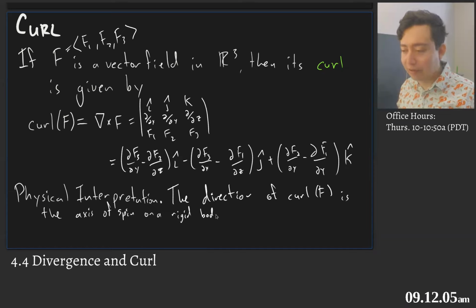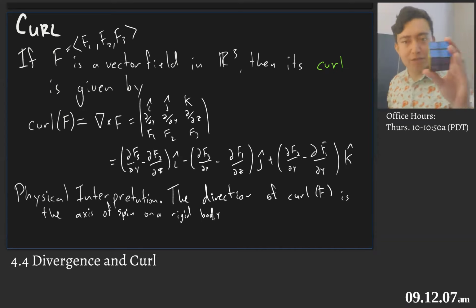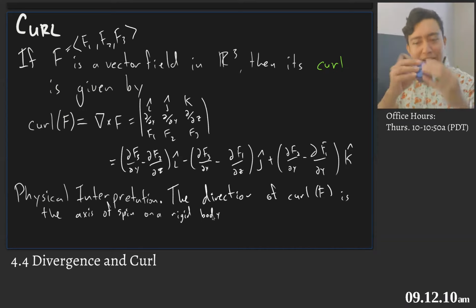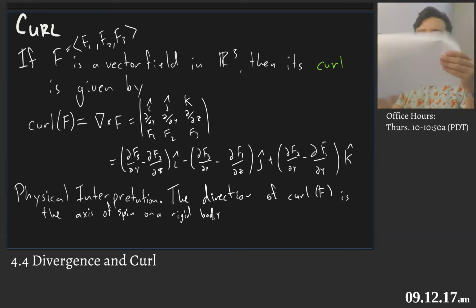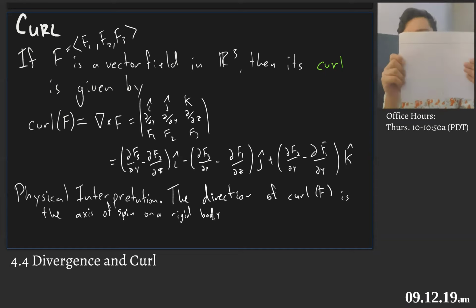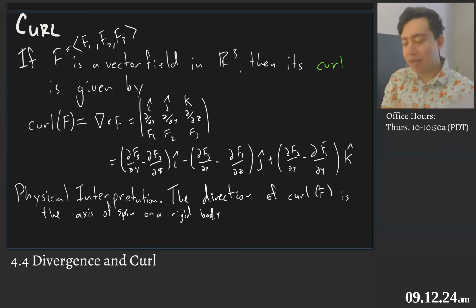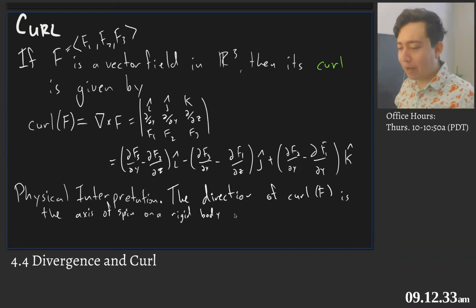Rigid body is a fancy physics term that describes something that's rigid. If it was something malleable, like a piece of paper, and I put it in a medium, it has some give. If I put too much pressure over here, this side might not move as much. So it's kind of weird. We want to think specifically about something rigid, that's fixed like this. This gives you the axis of spin on a rigid body moving according to F.